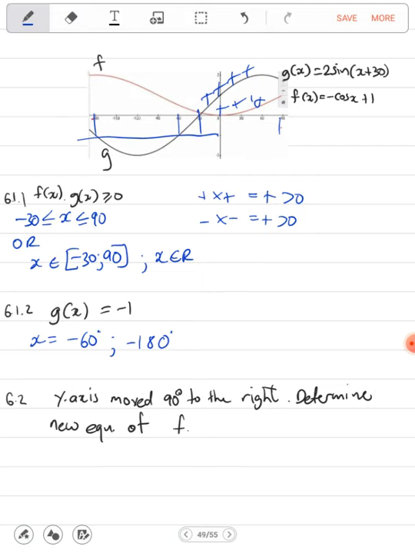Then in 6.2, they asked you, if the y-axis is moved 90 degrees to the right, determine the new equation of f. Now it's very hard to think of that now. Delete all these additional things. We've got additional noise too.